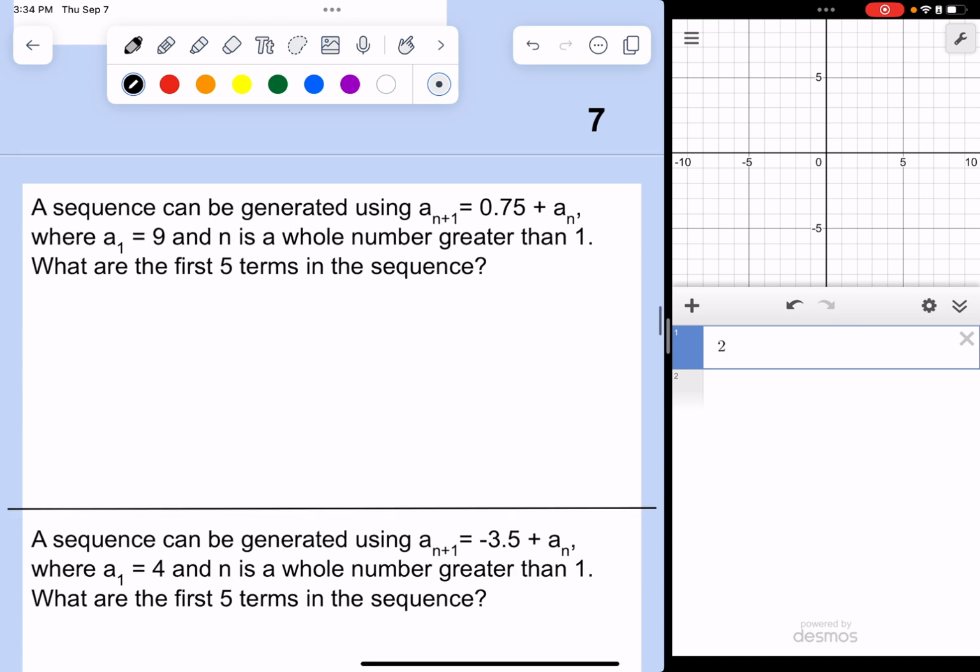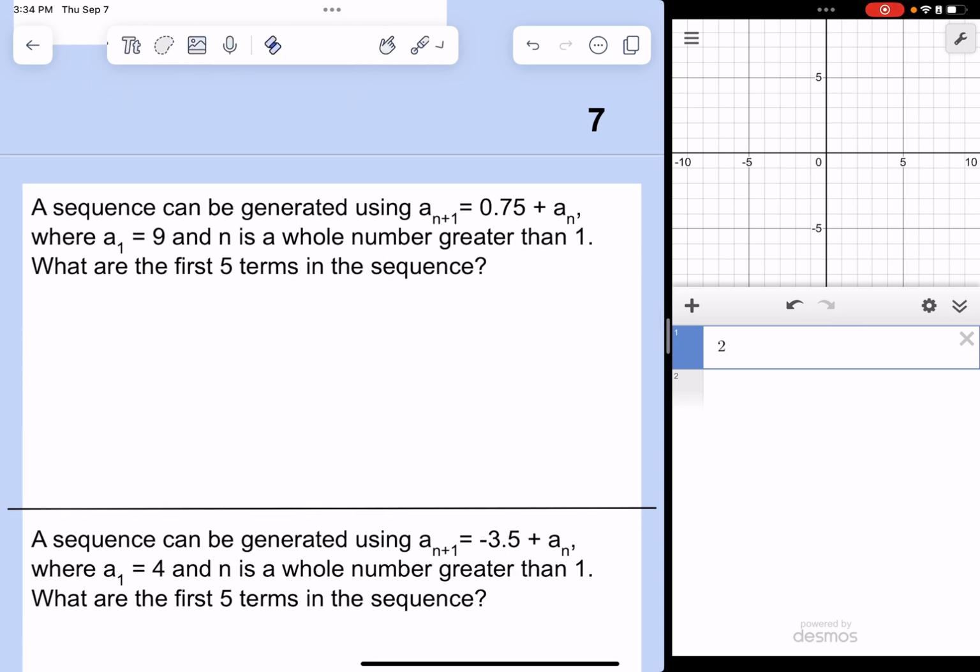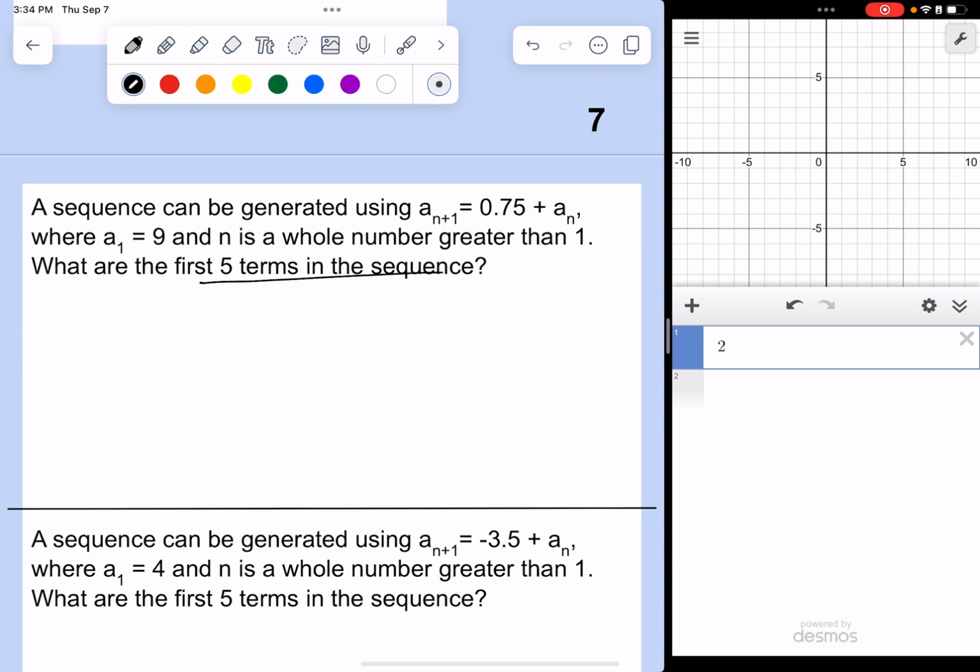Oh, this is great. It says, a sequence can be generated by using A(n+1) equals 0.75 plus An, where A1 equals 9 and n is a whole number greater than 1. What are the first 5 terms in the sequence? So I know I'm looking for the first 5 terms. So that's A1, A2, A3, A4, A5.